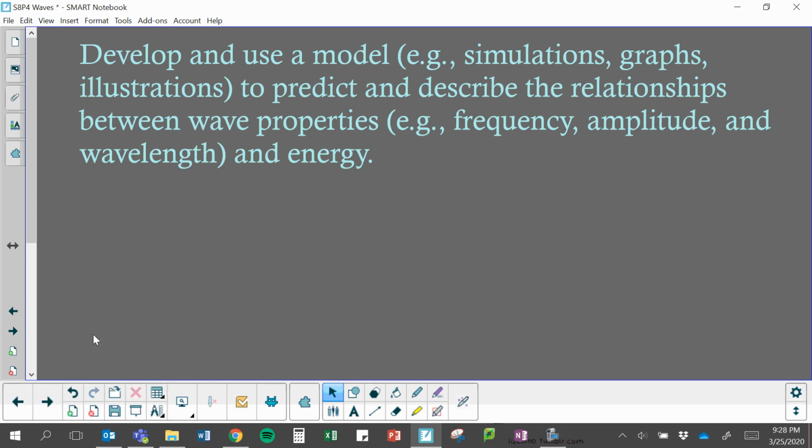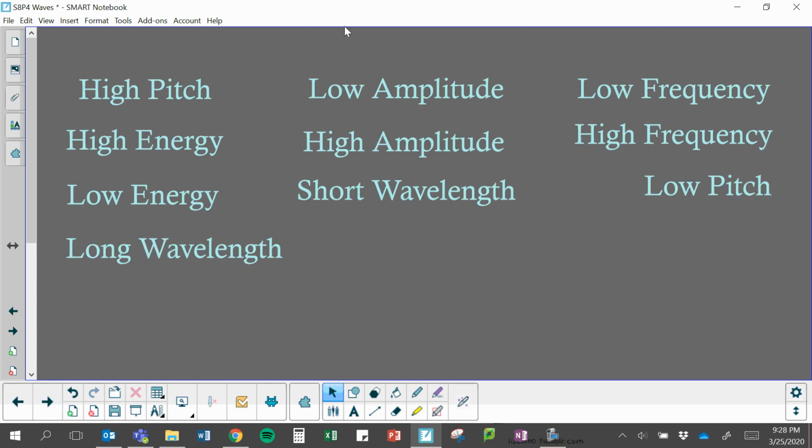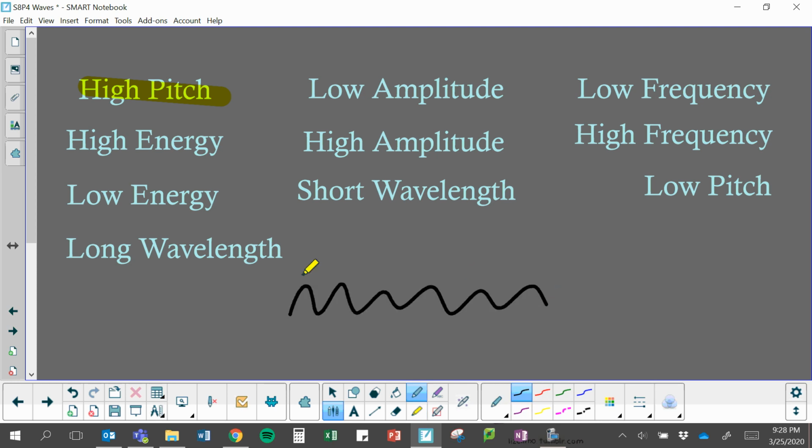Okay, so the next part of our wave standard is dealing with frequency, amplitude, wavelength, and energy, and looking at the waves and how those things are related. We should be able to draw and think of all these different types of waves. So if we have a high pitch wave, that means our wave is going to have lots of waves in it. It's going to have a high frequency.